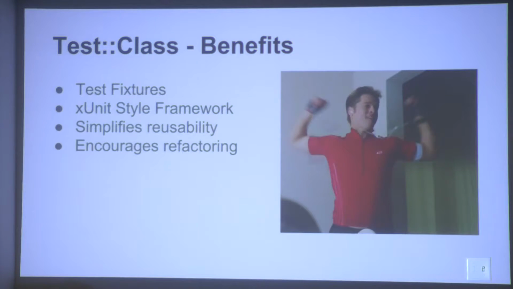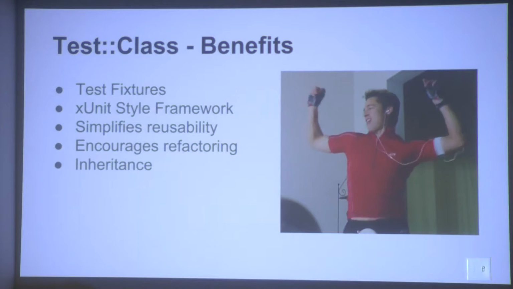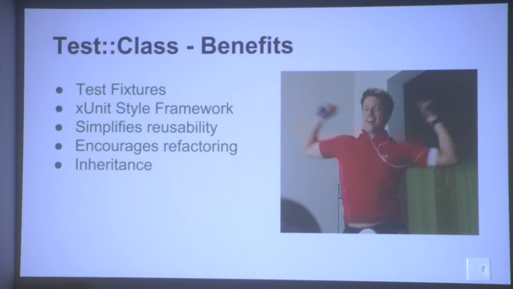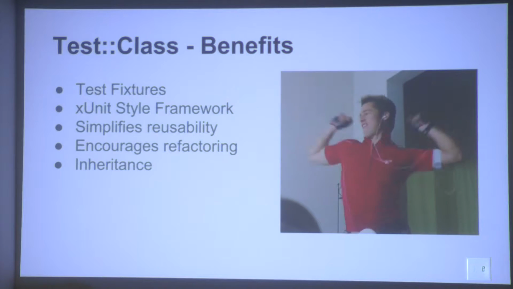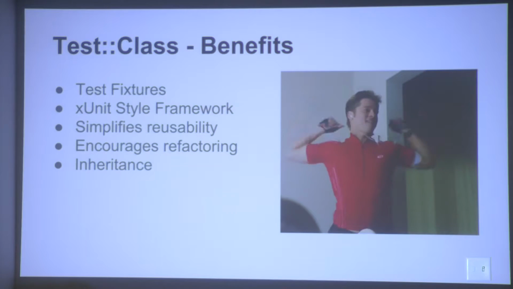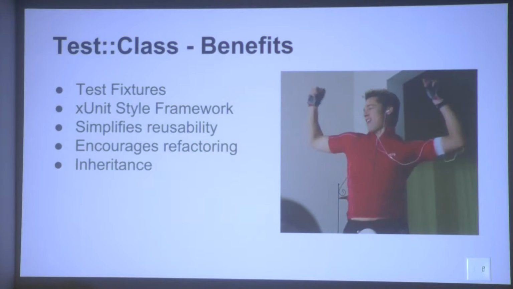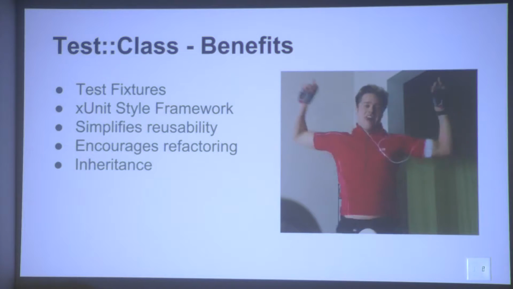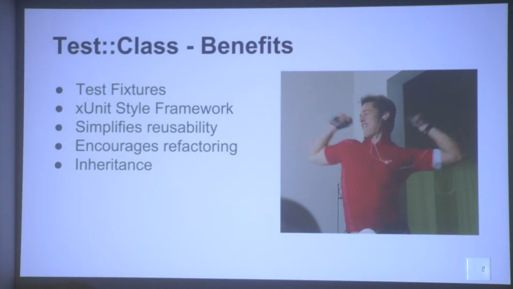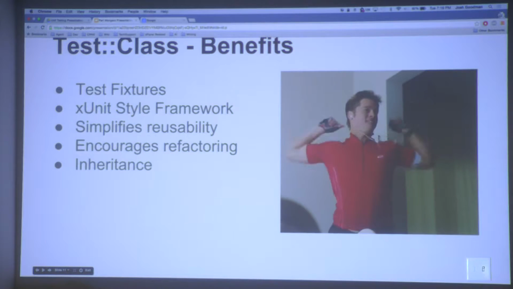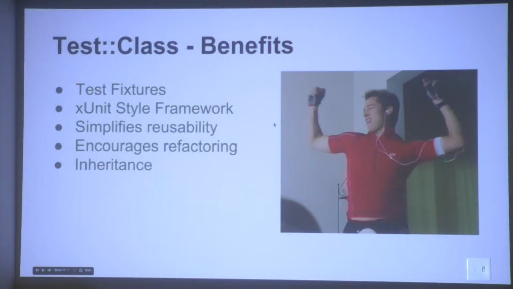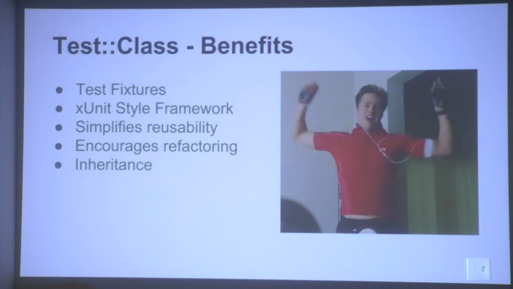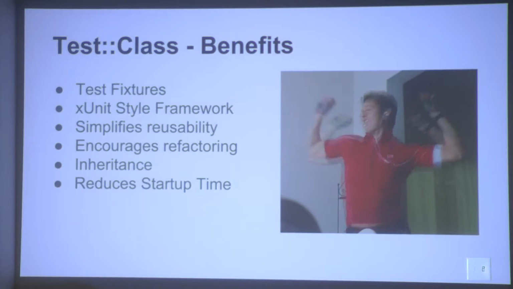It simplifies reusability and encourages refactoring. We get inheritance, so we're not constantly duplicating code, which I've actually seen in some tests where I just facepalm, because they have one block of code in one script, and then in another script they have the same block but then more, and another script the same block plus one more, and I'm just like, oh wow. If they were using Test::Class, we wouldn't have this repetition of code. We'd have a cleaner way to refactor all of that.